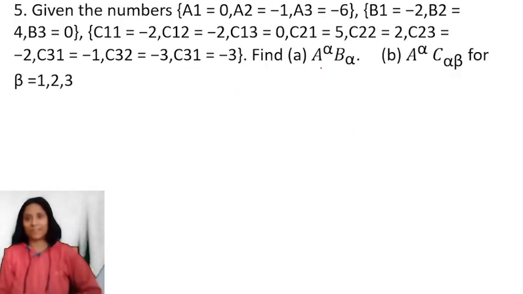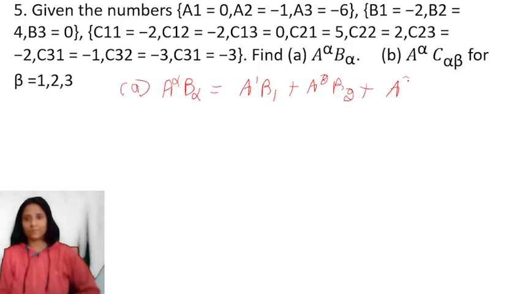The next part is also an exercise. It's very simple. So part A I am doing. First, A alpha B alpha is A1 B1 plus A2 B2 plus A3 B3. The values of A1 and B1 are given, just add and put, and you get the final answer. It's the easiest question, to be honest.